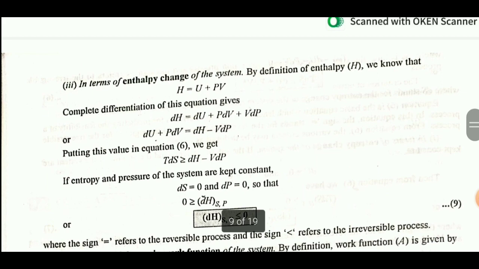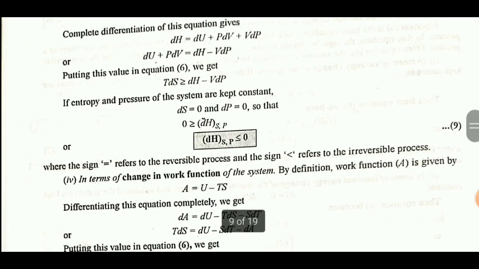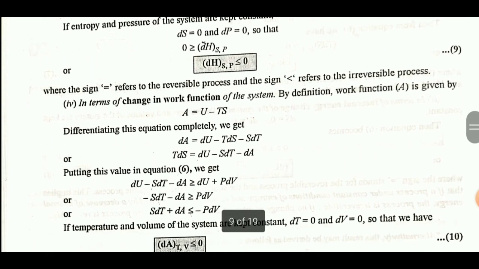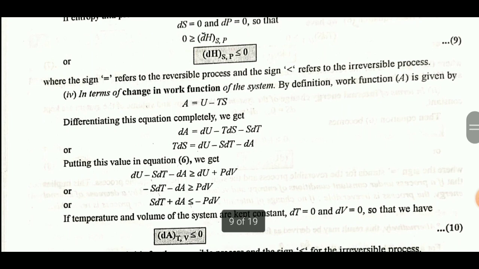Third, in terms of enthalpy change of the system, by definition of enthalpy H, we know that H is equal to U plus PV. Complete differentiation of this equation gives dH is equal to dU plus PdV plus VdP. Putting this value in equation 6, we get TdS is greater than or equal to dH minus VdP. If entropy and pressure of the system are kept constant, dH at constant S and P is less than or equal to 0, where the sign equal to refers to reversible process and the sign less than refers to irreversible process.